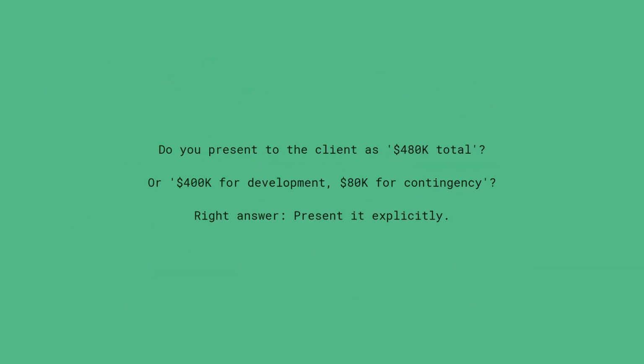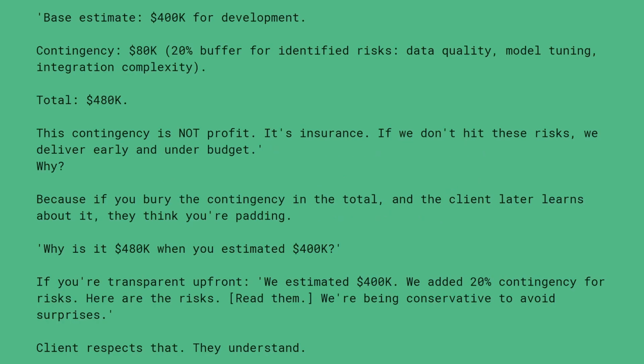Here's the critical part. Do you present to the client $480,000 total, or $400,000 for development and $80K for contingency? Right answer: present it explicitly. Base estimate is $400,000 for development. Contingency is 80K. The total is 480K. This contingency is not profit, it's insurance. If we don't hit these risks, we deliver early and under budget.